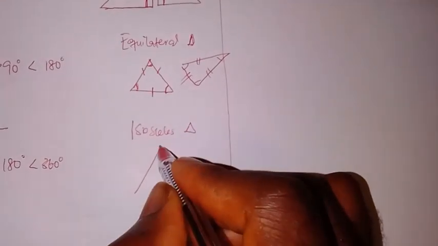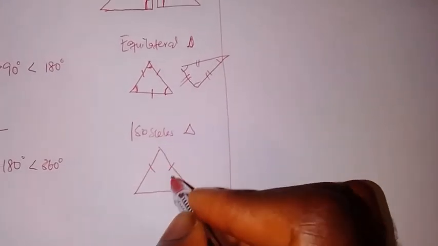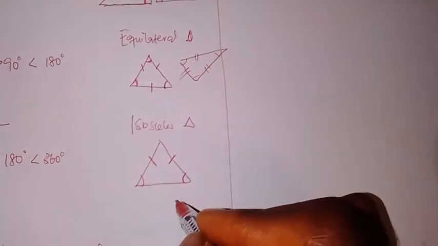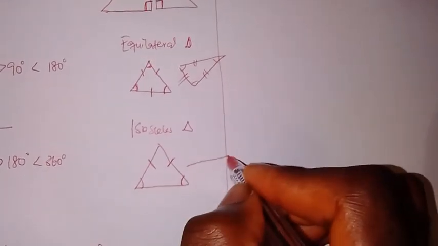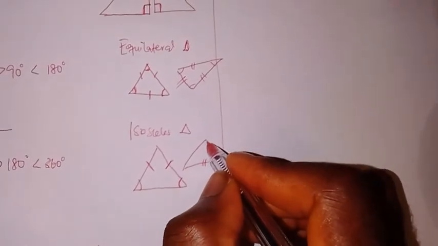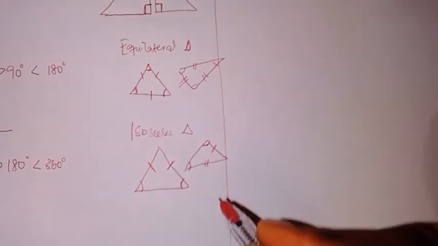Next, we have our isosceles triangle, which means a triangle that has 2 sides and 2 angles equal. So if I'm talking about these 2 sides, I'm talking about these 2 angles equal.